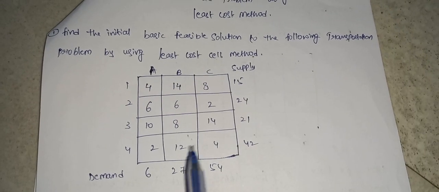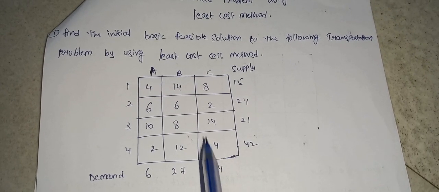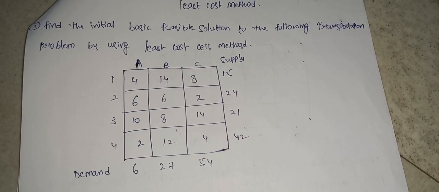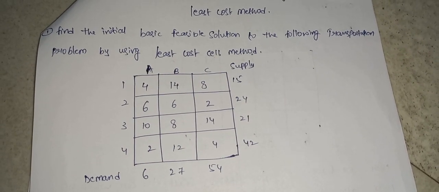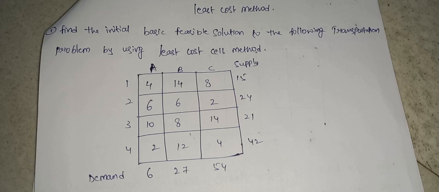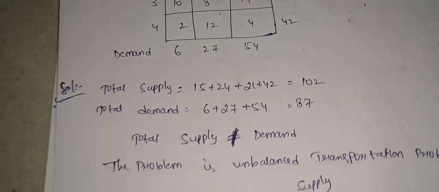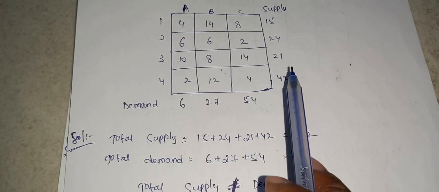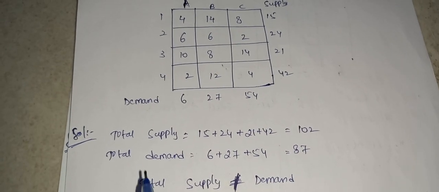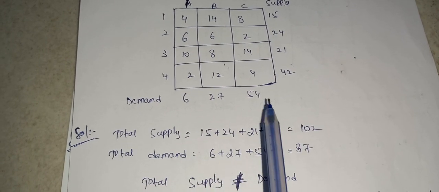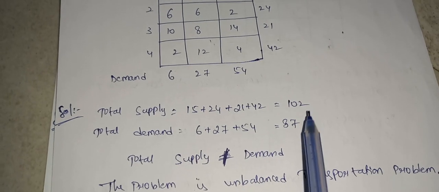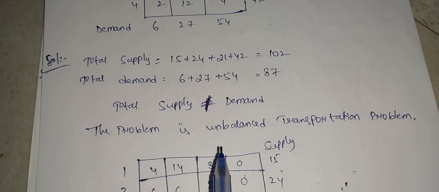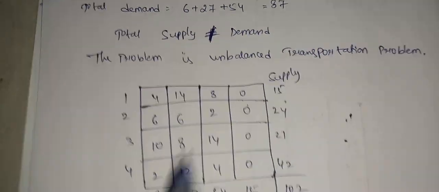So this is the question they have given. Solve the problem by using the least cost cell method. Only the first step is different between balanced and unbalanced; the remaining process is similar. So check the total supply. Total supply is 15 plus 24 plus 21 plus 42, that is 102, and total demand is 6 plus 27 plus 54. Here the two values are not equal. Total supply is not equal to demand. This problem is called an unbalanced transportation problem.